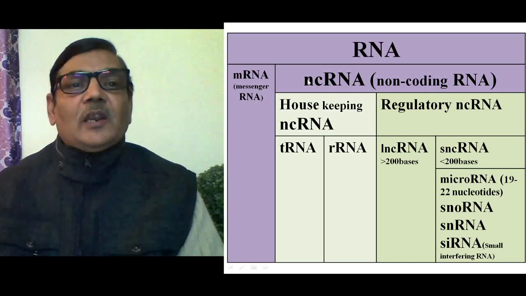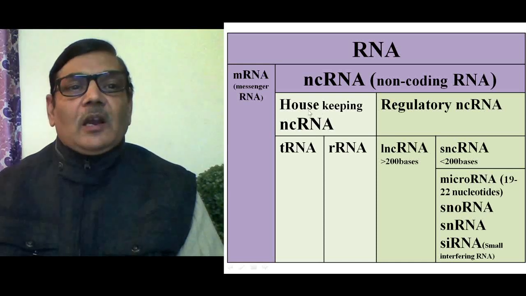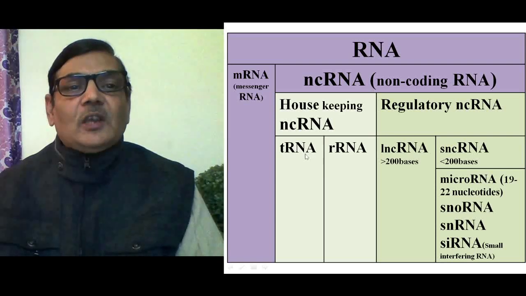And then the other variety of RNA molecules are non-coding RNA molecules. The non-coding RNA molecules are further classified as housekeeping non-coding RNA and regulatory non-coding RNA. Under housekeeping non-coding RNA, two major types of RNA molecule come. One is transfer RNA, which actually recognizes a specific kind of amino acid and brings that amino acid to the site of protein synthesis.